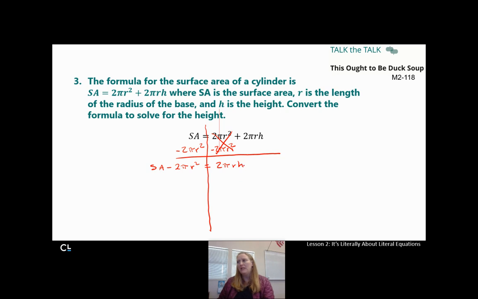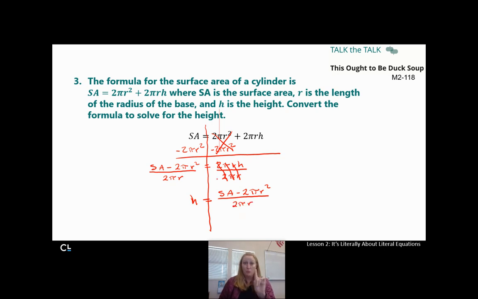I need to get my height all alone on his own. He is not all alone on his own right now. So I'm going to go ahead and divide, since these are being multiplied, I'm going to divide the 2, the pi, and the r. But if you do it to one side, you must do it to the other. The 2's cancel out, the pi's cancel out, the r's cancel out. That's why we did it. And it looks like we get H equals my surface area minus 2 times pi times the radius squared, divided by 2 times pi times the radius.